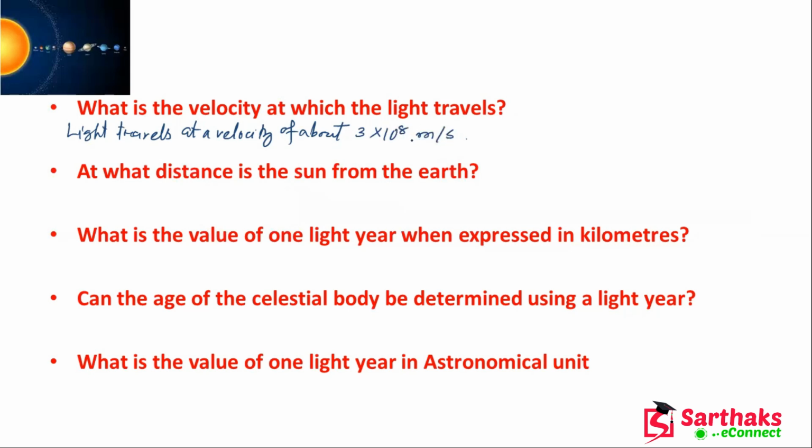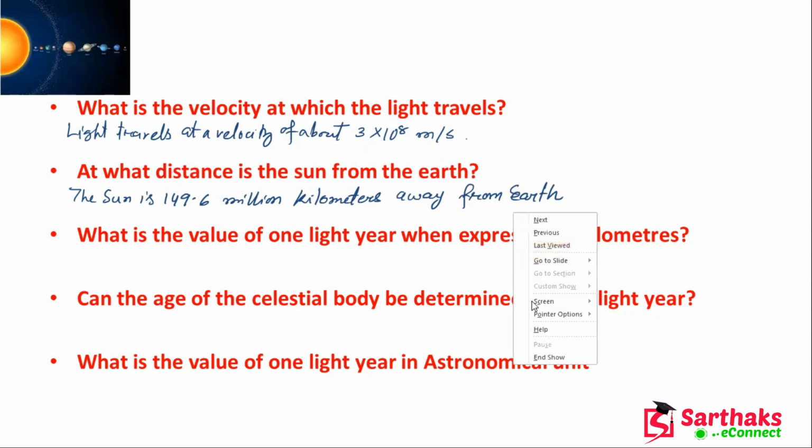At what distance is the sun from the earth? The sun is 149.6 million kilometers away from the Earth. I have to make it capital. This is our Earth.